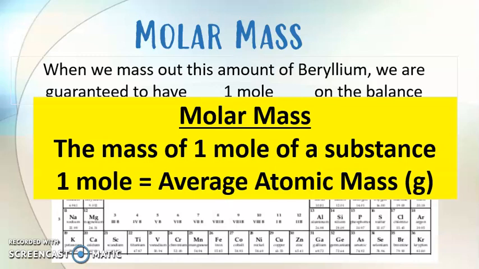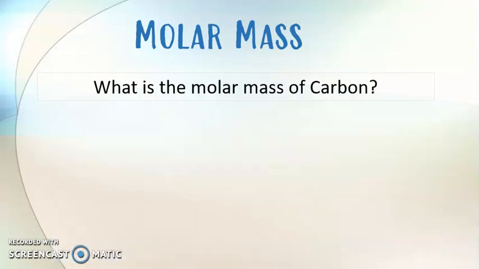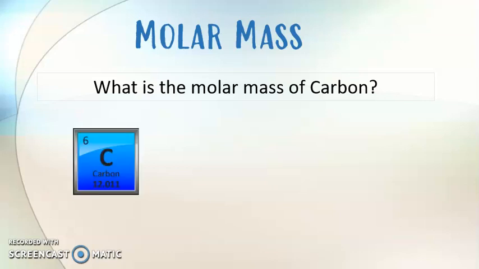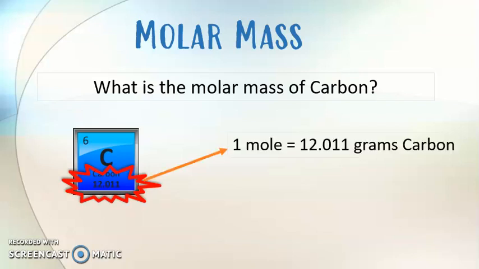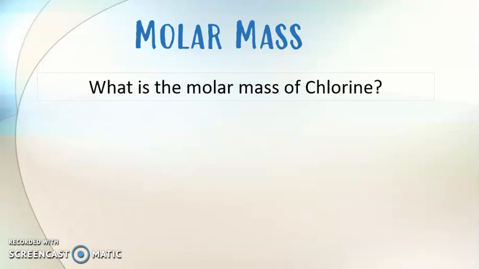Let's work through a couple examples. First of all, what's the molar mass of carbon? Well, you don't have to look too much further than the periodic table. So here is the element tile from the periodic table. And again, I'm just going to be looking at the average atomic mass, 12.011. So I can now make the statement that 1 mole of carbon is equal to 12.011 grams of carbon. So if I would want to measure out 1 mole of carbon, I would have to go and fetch 12.011 grams of it.